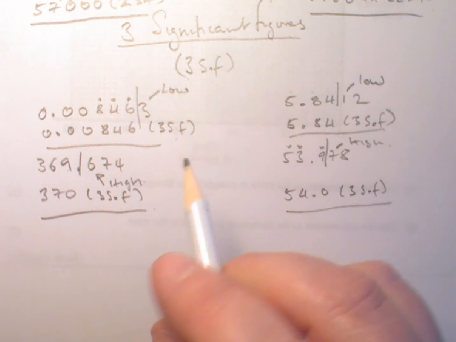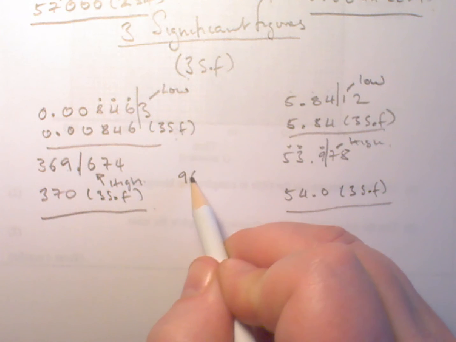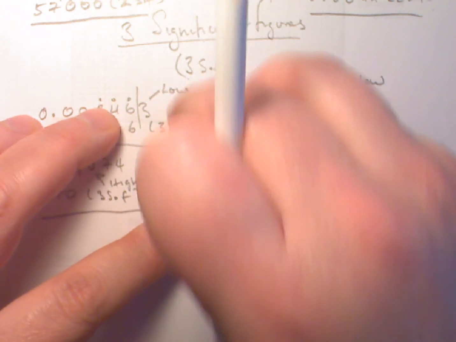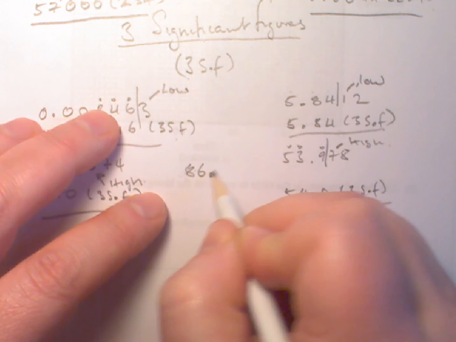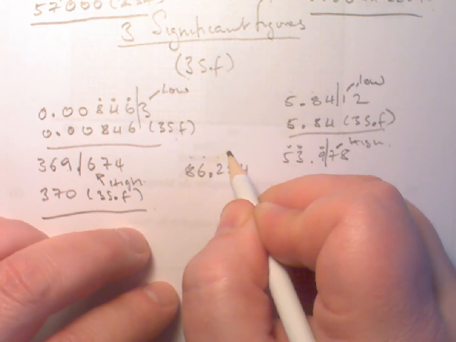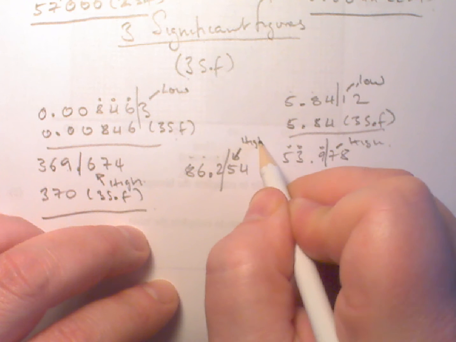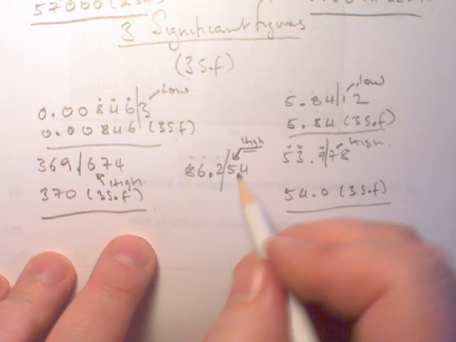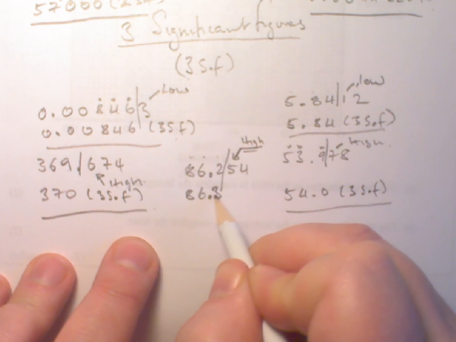And I just need to make one last point, and that is, what happens if your number immediately after the line is a 5? So if you get 86.254, 1, 2, 3, make a cut. The 5 is considered high. You might say, well, hang on, that's right in the middle, but by convention, 5 is considered to be high. So this would become 86.3 to 3 SF.